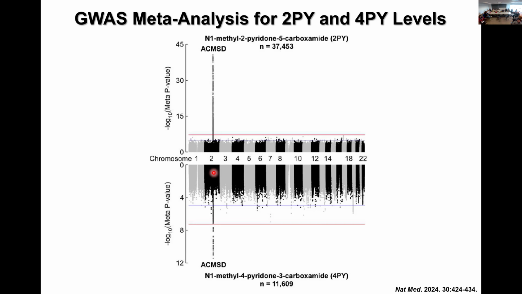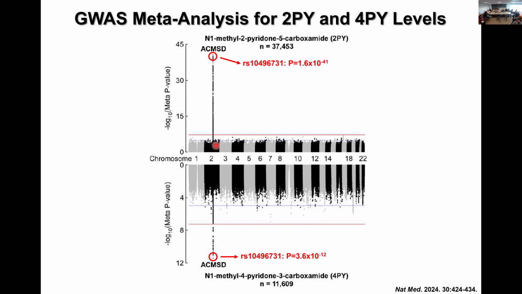What is striking is that there are really no loci in the genome that are associated with either metabolite except this one locus on chromosome 2. You don't see the resolution here, but it looks like it's exactly the same locus that is being associated with both metabolites.